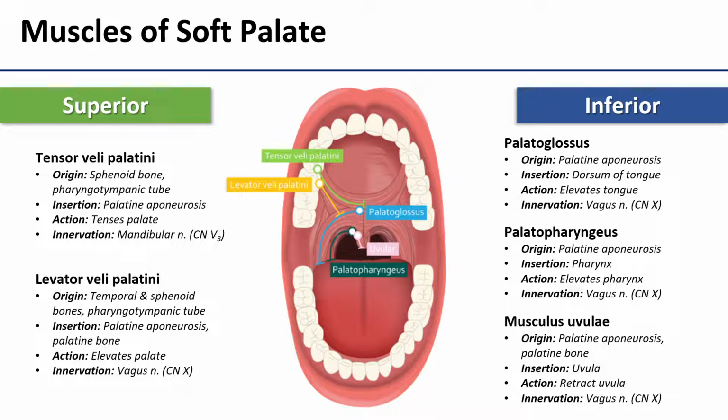Now, one thing that I want to point out here is that all of these muscles are innervated by the vagus nerve except for tensor veli palatini. Now, vagus innervation is what you'd expect for these muscles. They're sitting in the pharynx, and we learned way back in the beginning of the course that vagus provides somatic motor for all of the pharynx. So what is going on here with tensor veli palatini? Why is it the only one that's innervated by the mandibular nerve?